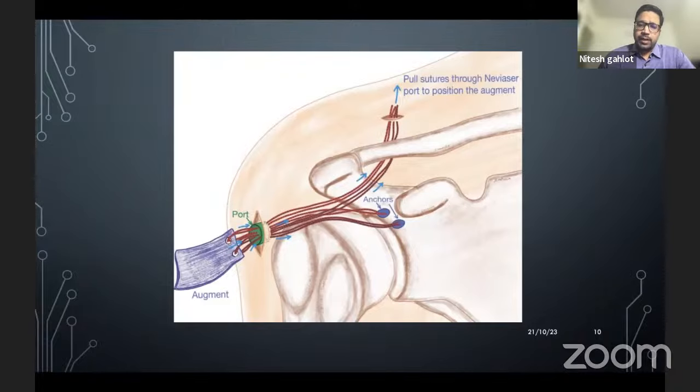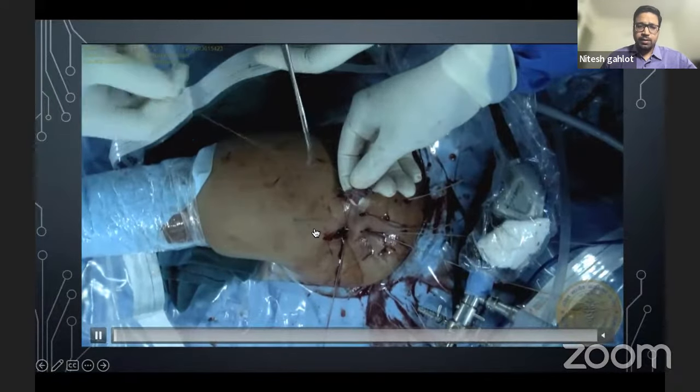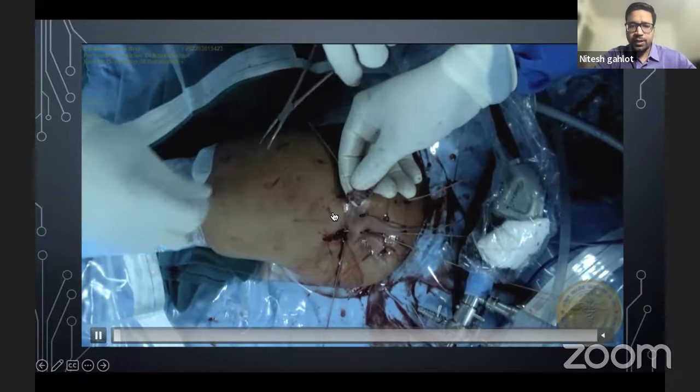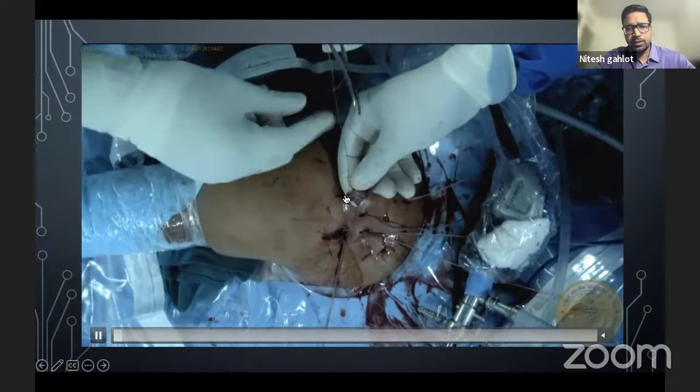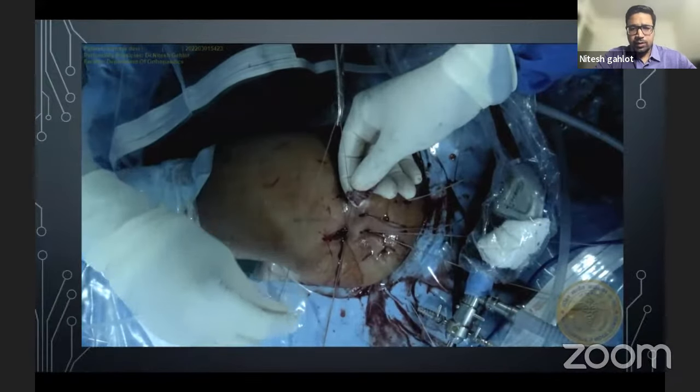Now we need to have anchors over the glenoid. We need to have anchors over the greater tuberosity. We have to pull the graft through the lateral portal and then pull the sutures out through the anterior portal, and then place the graft and tie the sutures. So this is what was done. The graft was prepared and the sutures were passed. So these are the sutures that were pulled out of the lateral portal, and these are the sutures of the glenoid anchors. One limb of each anchor was taken.